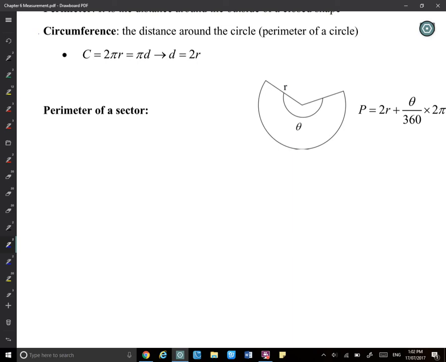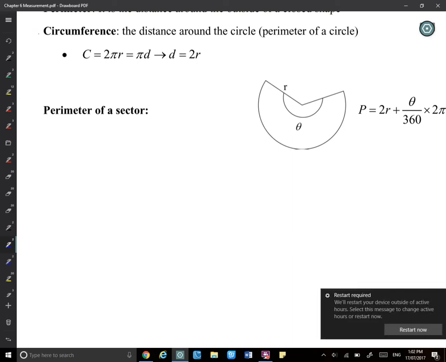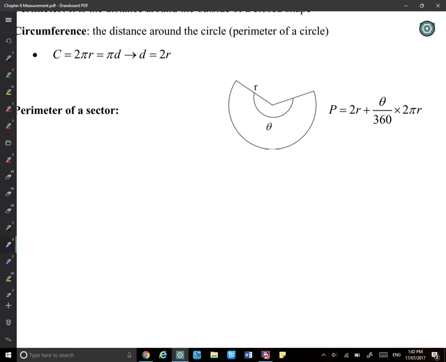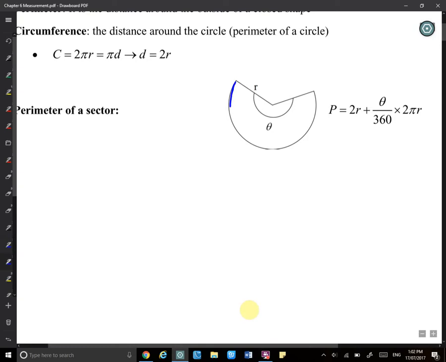It can be 3/4 of a circle or half of a circle. So the important thing of this is we will get some part of the circumference and we need to add 2 radius. So we have 2 radius and add part of the blue shape.